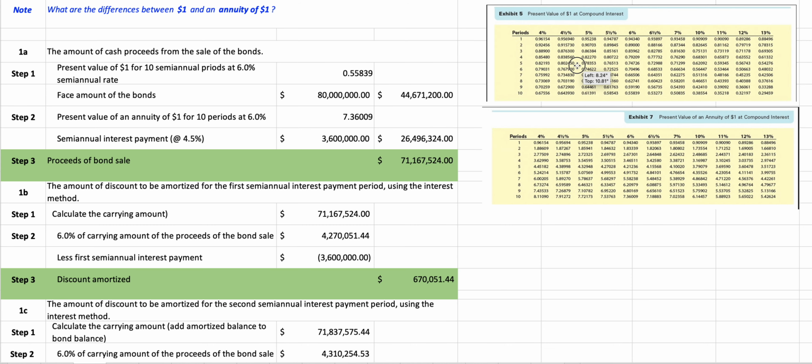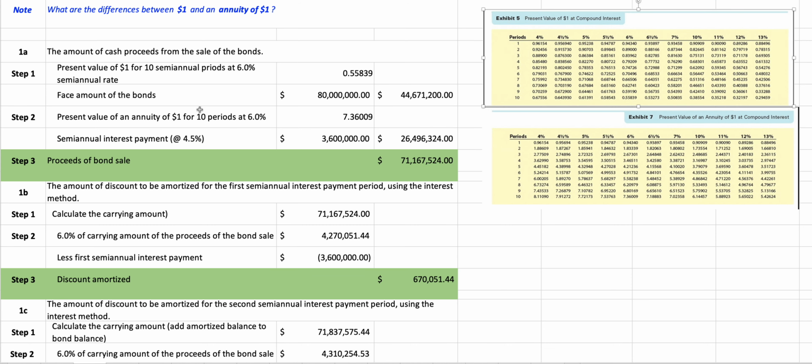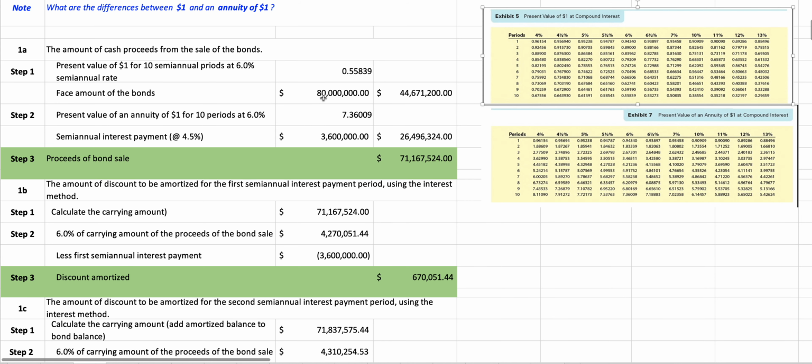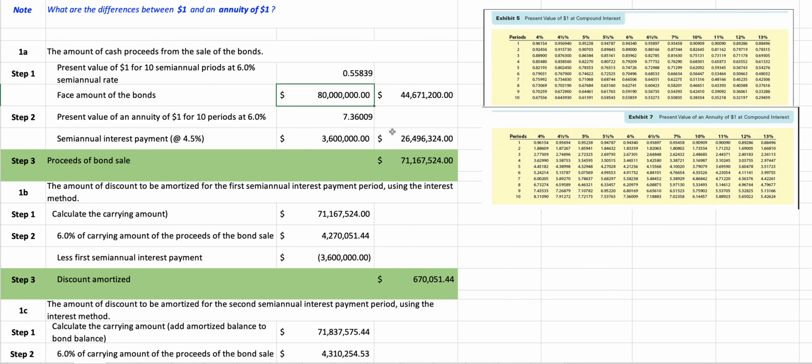So that's how you find your information. Now I'm going to base all of this on the face amount of the bonds. And we were told in the problem above that it's $80 million. And so then all I'm going to do is multiply these two together to get the present value of the face value, right? Step 2, now we need to calculate the present value of the annuity. And the annuity is the interest payments. So again, it's the value of an annuity of $1 for 10 periods at 6%.